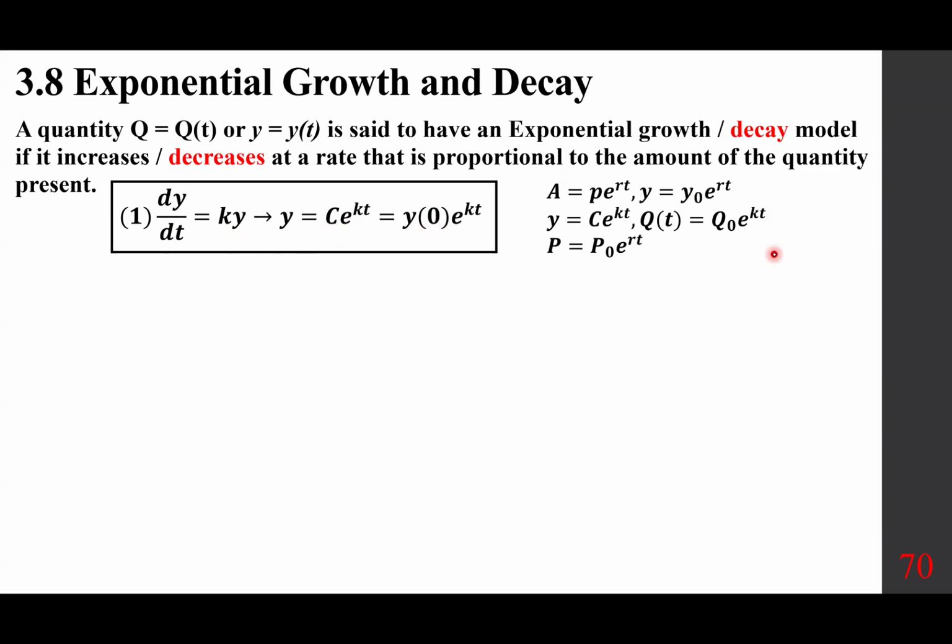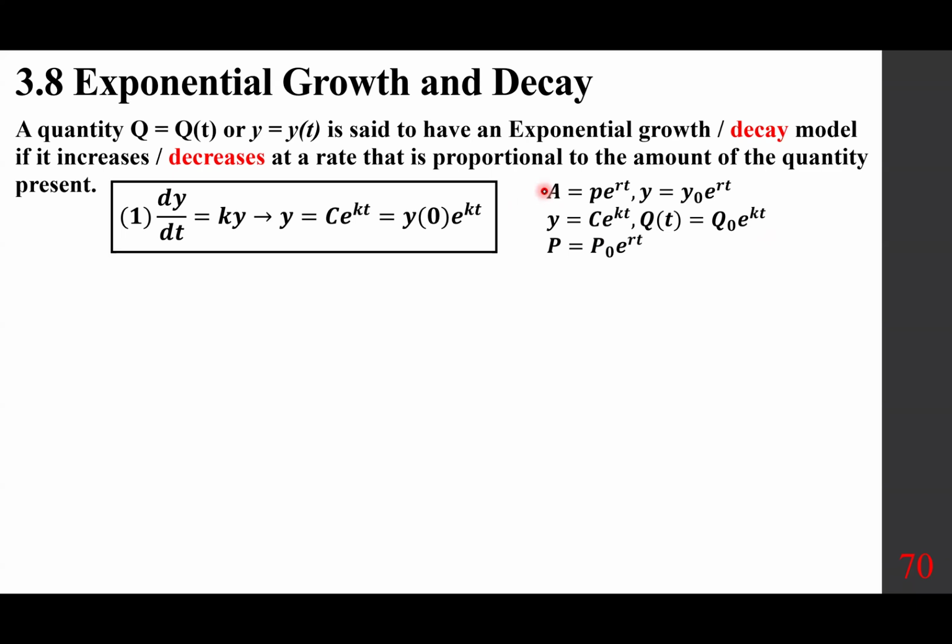What I have here are various formats of the same thing. A equals p e to the power of rt, y equals y sub 0 e to the power of rt, y equals c e to the power of kt, q of t equals q sub 0 e to the power of kt. They all mean the same thing, everybody, and I can't emphasize this enough. This is the formula. Depending on the text and the context, we may use Q, we may use Y, we may use P or A. These two, by the way, are the same. This is the continuous compounding. So they all mean the same thing.